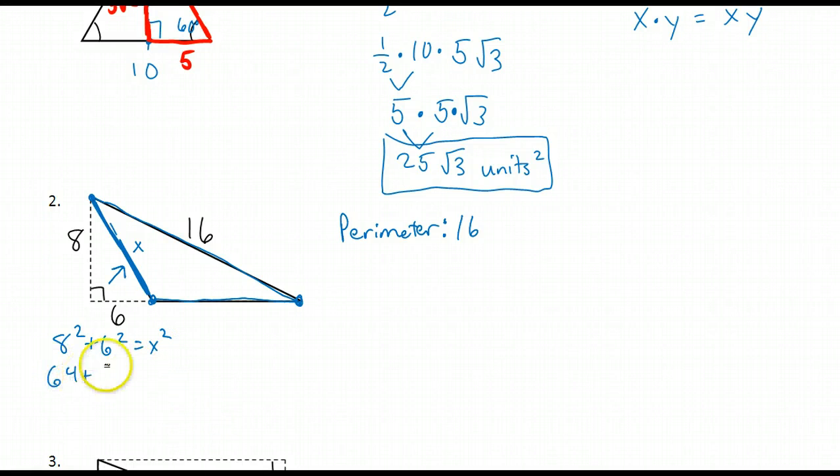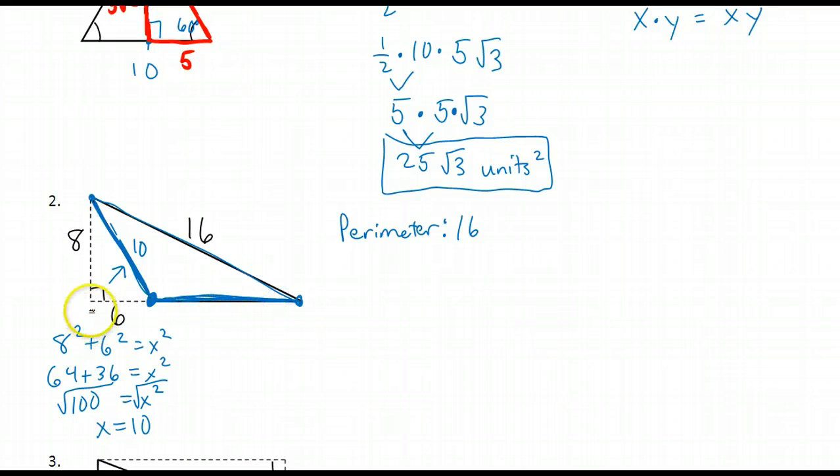So I have 64 plus 36 equals x squared. 64 and 36 gives me 100. Take the square root of both sides. So x equals 10. So this length is 10. Now I need to figure out this length. In order to figure out this length, I'm going to first figure out this entire length. I'm going to call that entire length y.